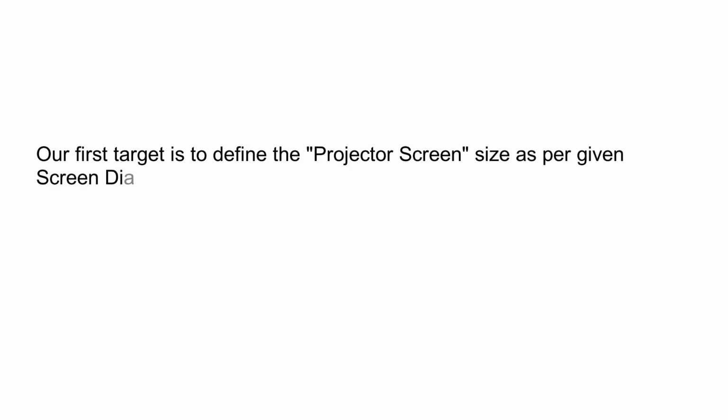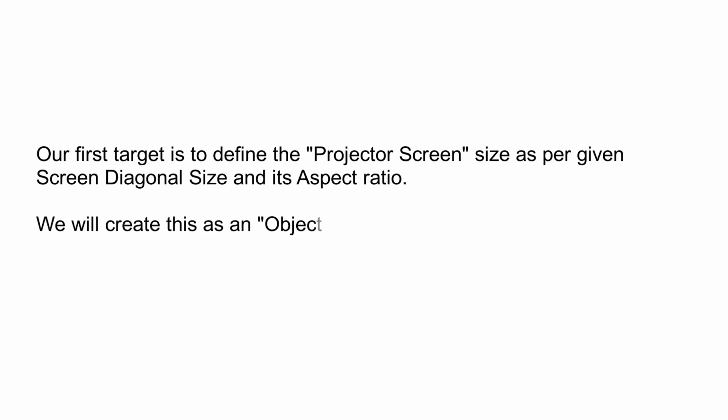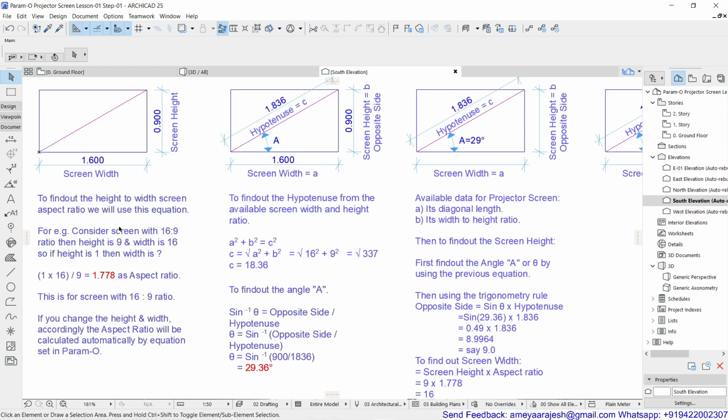Our first target is to define the projector screen size as per given screen diagonal size and its aspect ratio. We will create this as an object in Archicad by using Paramo. Let's start now defining the new object by using Paramo.